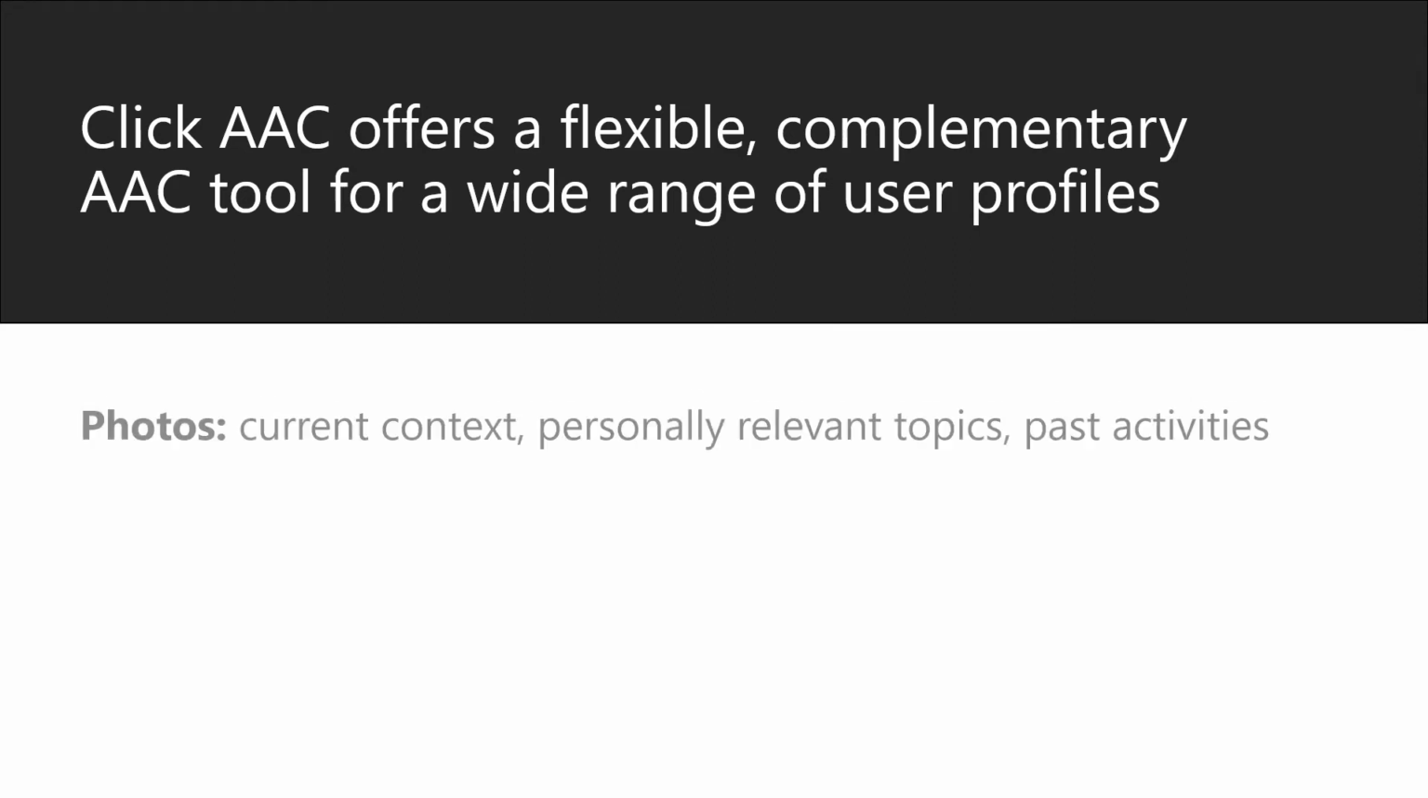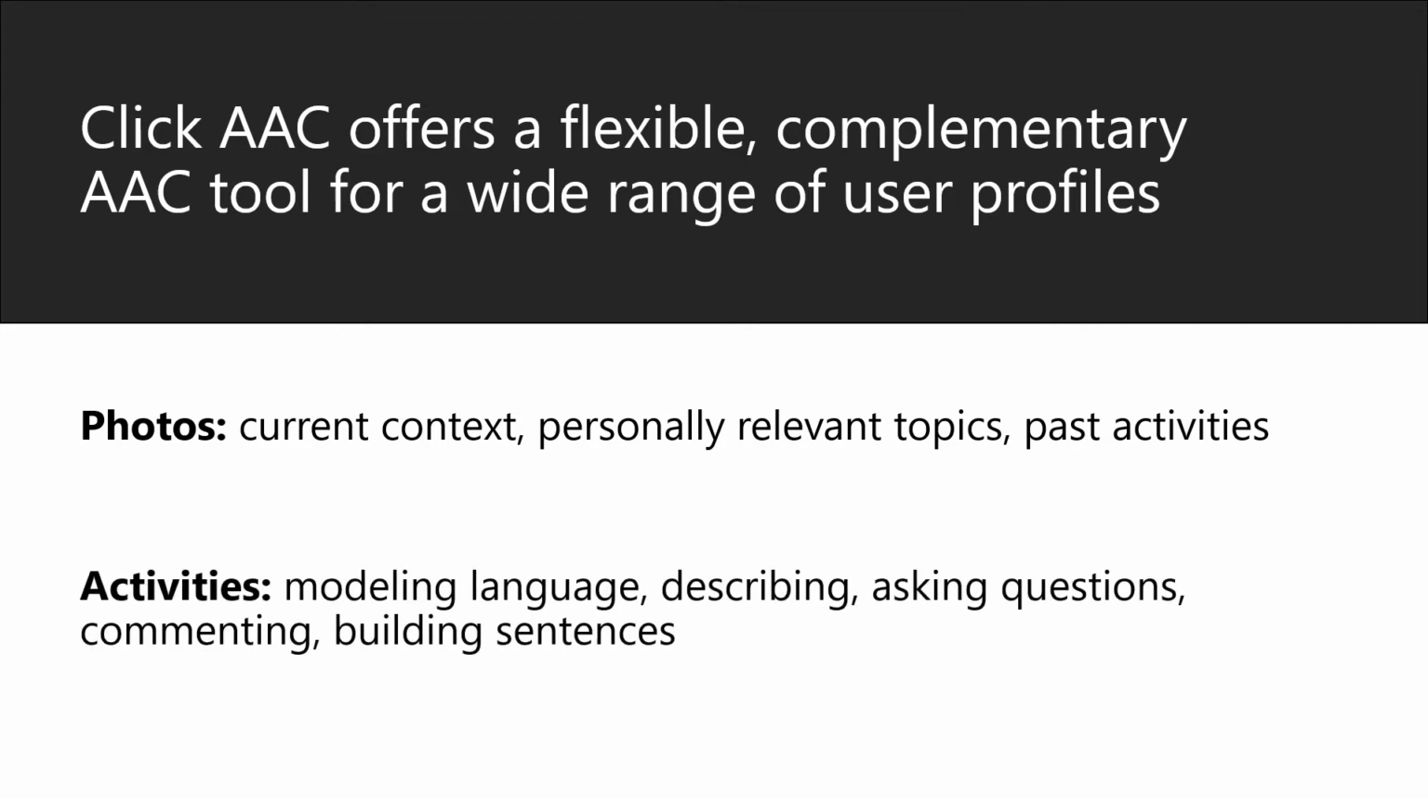In general, participants used the app for taking pictures of the current context, for example, objects in the classroom, uploading generic photos from the internet about topics personally relevant to users, such as favorite toys and cartoon characters, and uploading photos of past activities or events, such as cooking last weekend. Then, professionals used the vocabulary generated to work on different activities that encourage symbolic AAC, such as modeling language while describing, asking questions, or making comments about the scene photographed, or instructing users to build their own sentences.